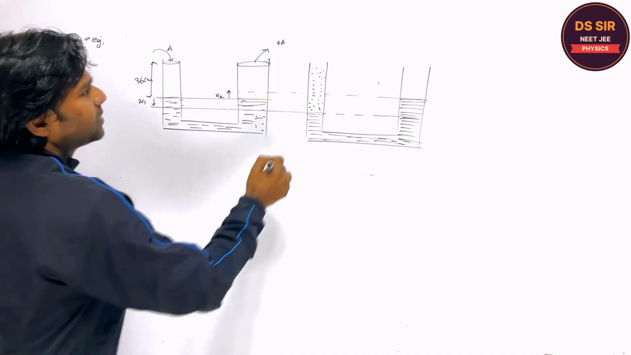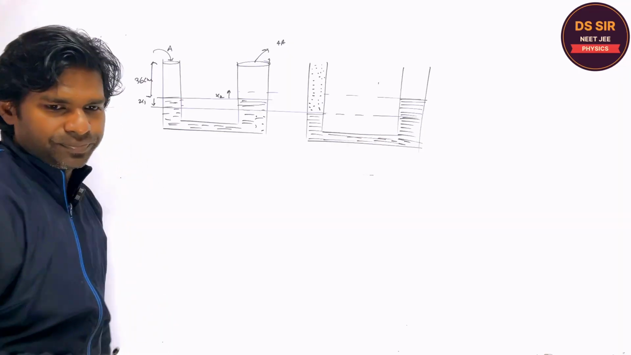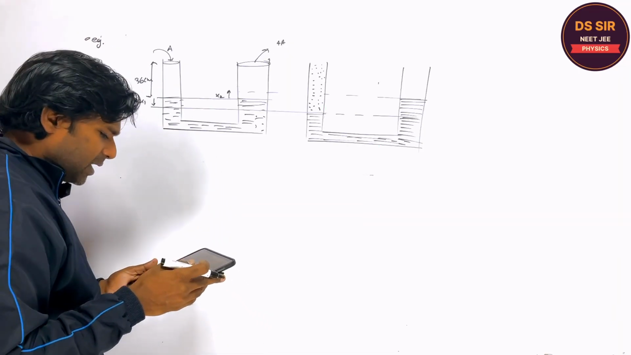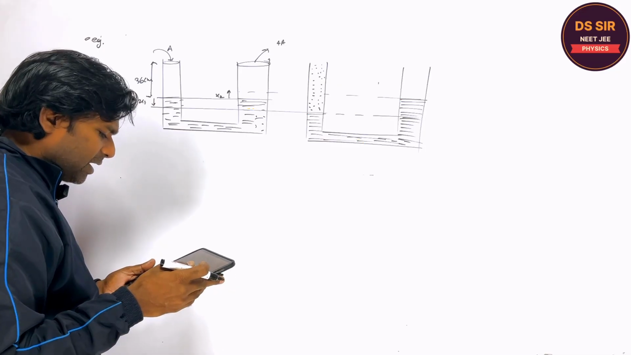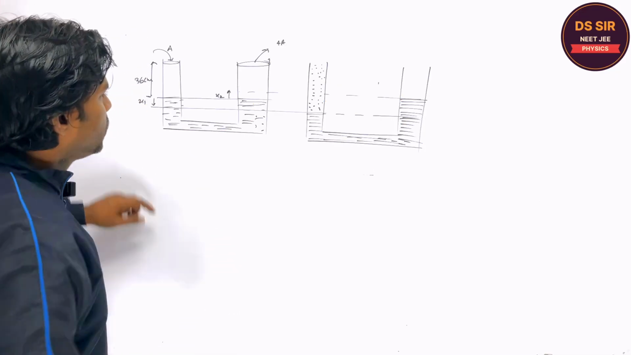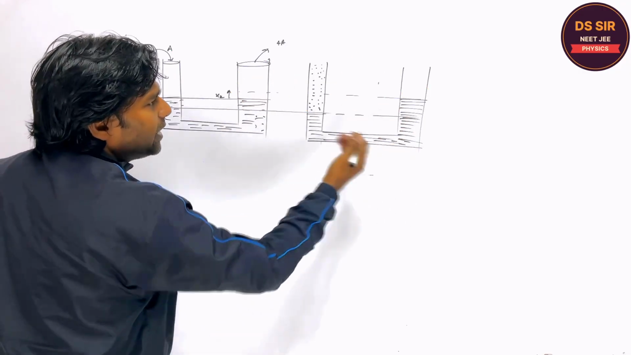Fine. This is the water. All right, so what are they asking? They are asking in the question, what will be the rise in the level of the mercury in the right limb if the left limb is filled to the top with water. So they are asking how much rise there is in the right limb.